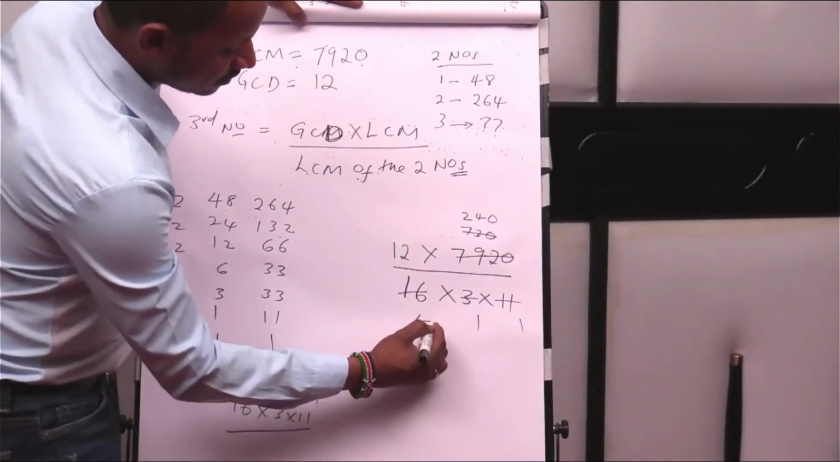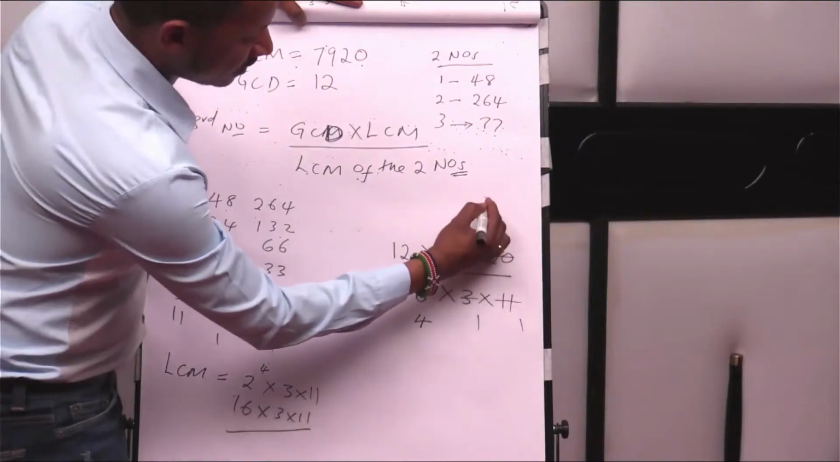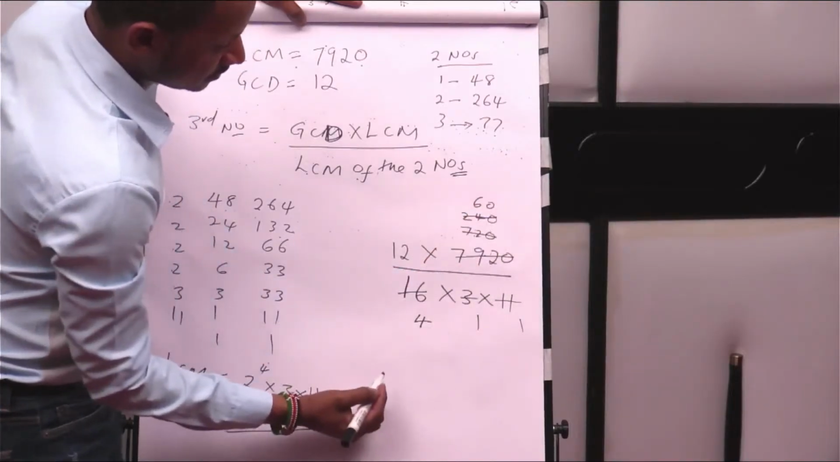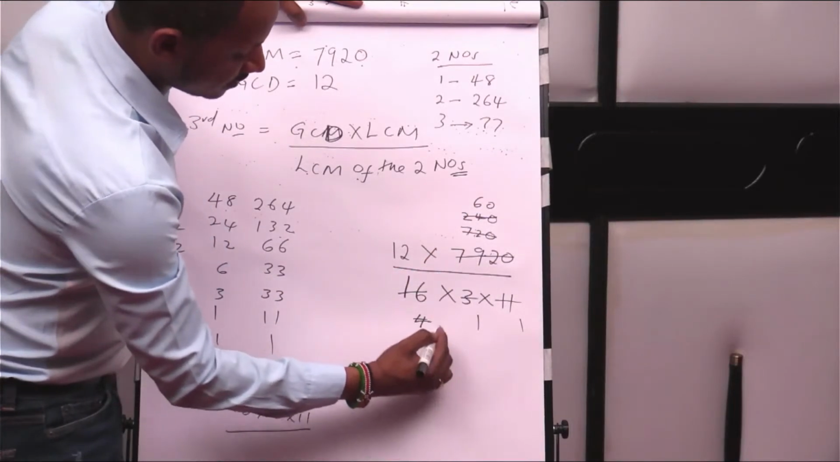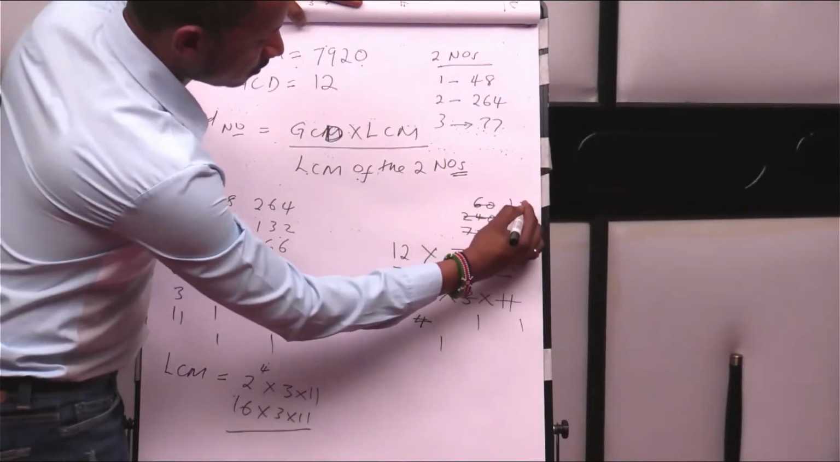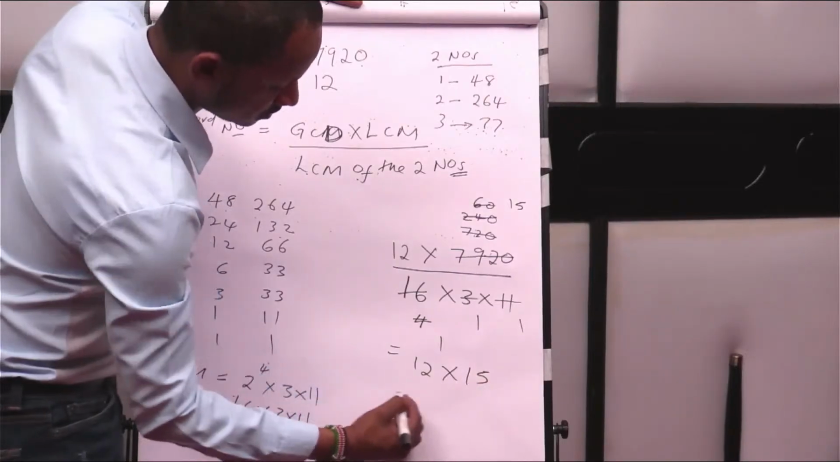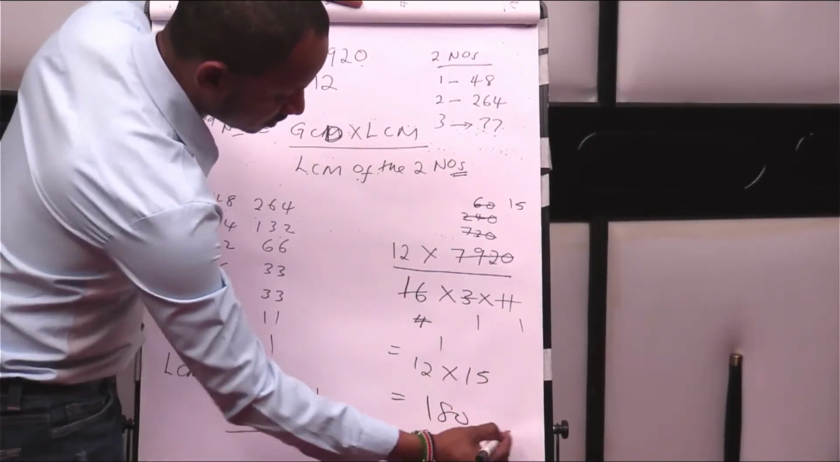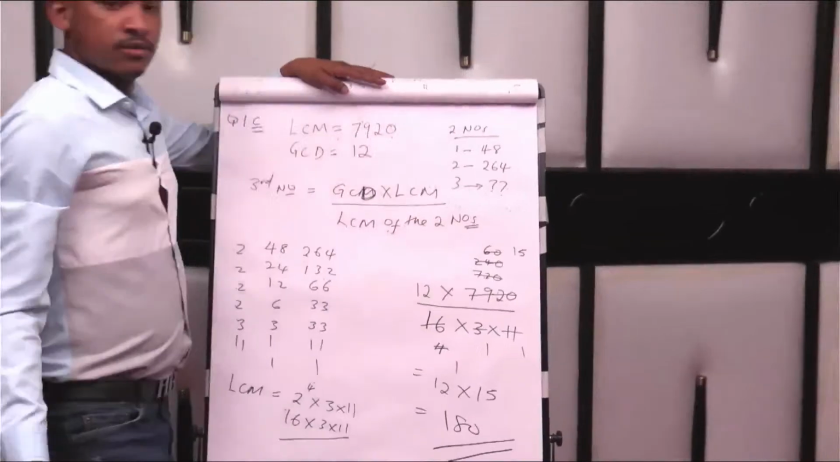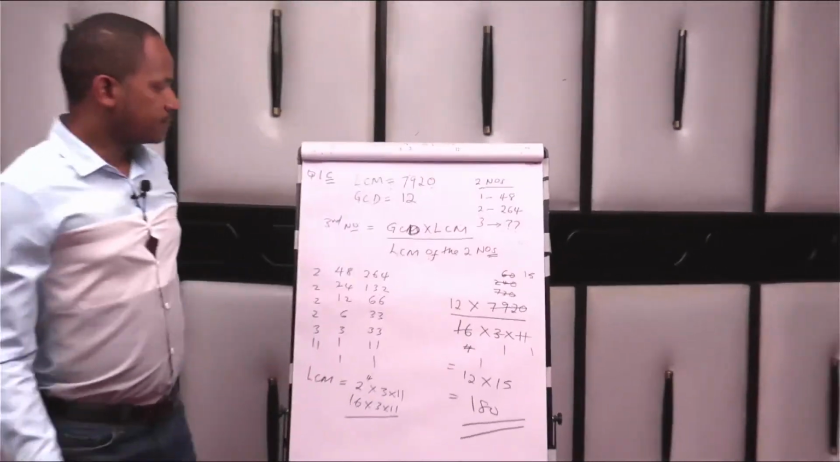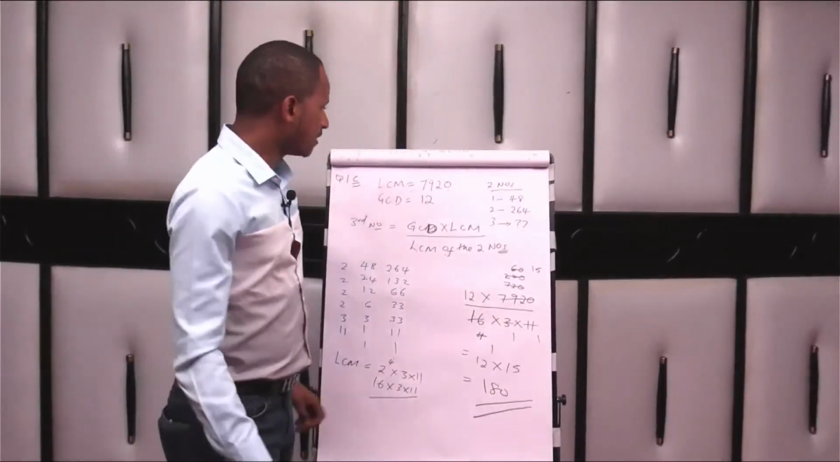Then let's go to 4. 4 here 4 times. 4 here 60. Then let's go to 4 again. 4 here once, 4 here 15. So we remain with 12 times 15. This is 180. Very easy.